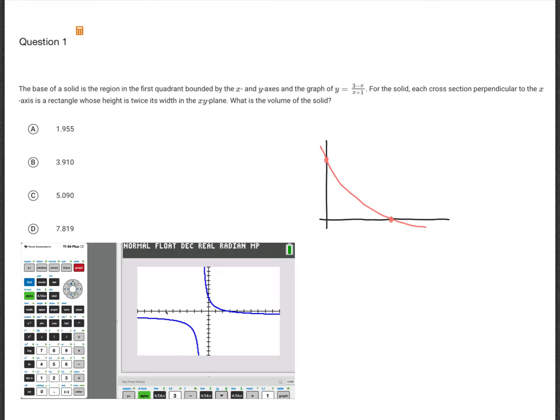Okay, so it's kind of easy to see these x and y intercepts. The y-intercept is whatever you get in the function when you plug in 0 for x. So if you plug in 0 for x, you get 3. So this point's 0, 3. And then the x-intercept is whatever you get when you set the function equal to 0. Fractions equal 0 when the top equals 0, and the top equals 0 when x is 3. So this is 3, 0.